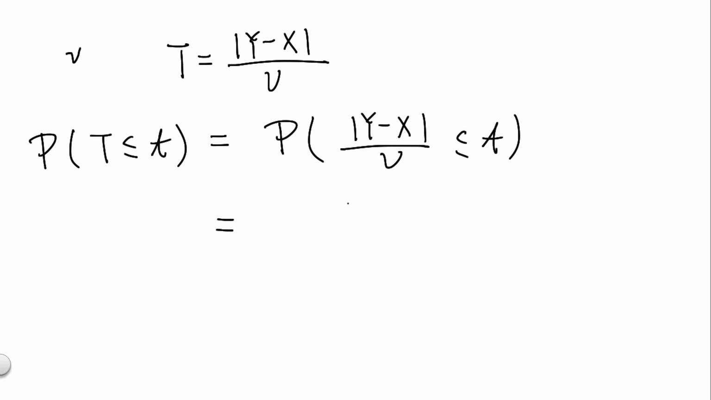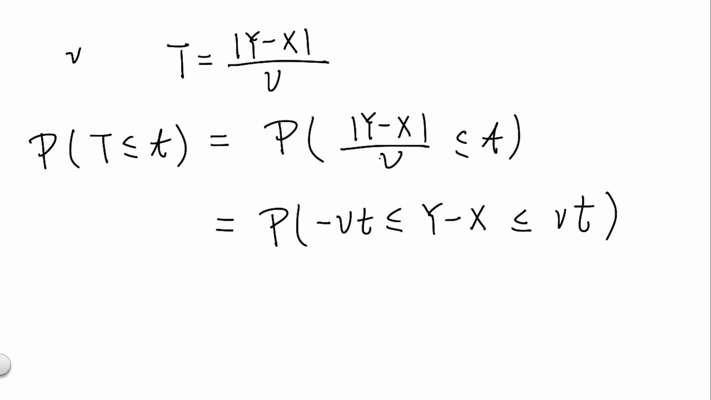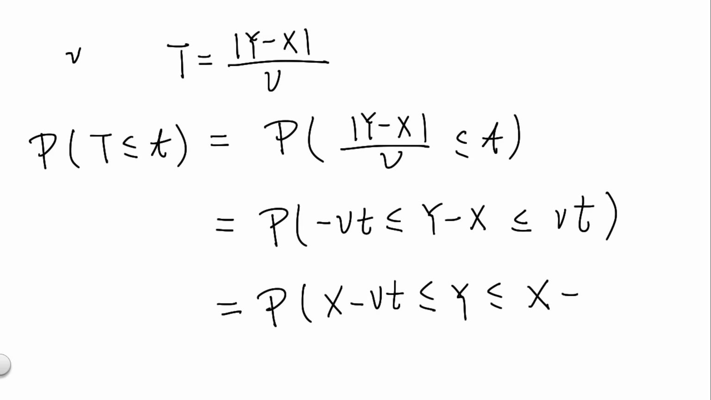We now take off the absolute value by writing the expression as negative vt less than or equal to Y minus X less than or equal to positive vt. Here we multiplied V to the other side of t and then took out the absolute value sign. As a final step, we'll also move X to the other side of the inequalities by writing this as X minus vt less than or equal to Y less than or equal to X plus vt.